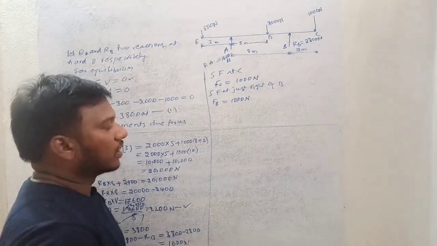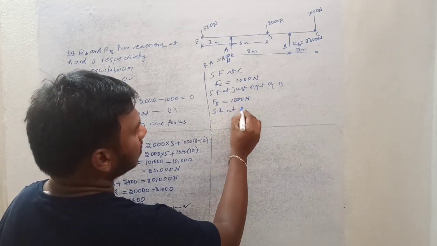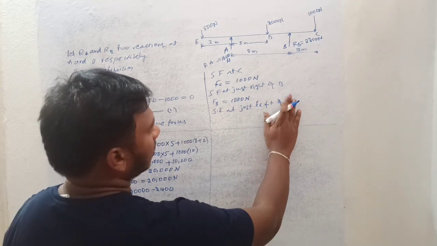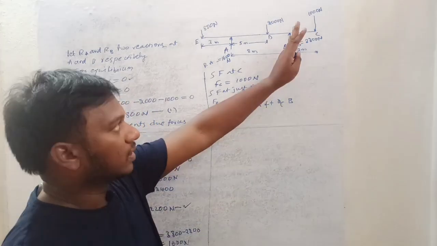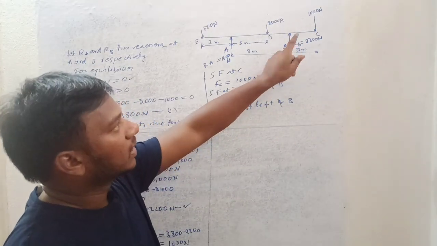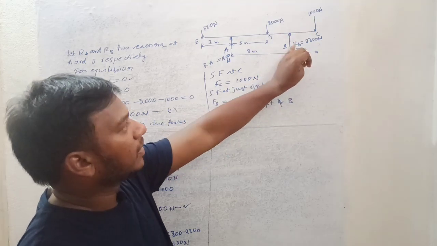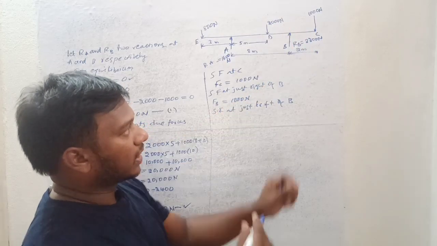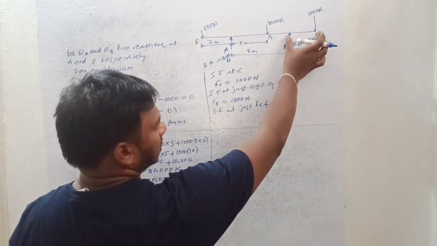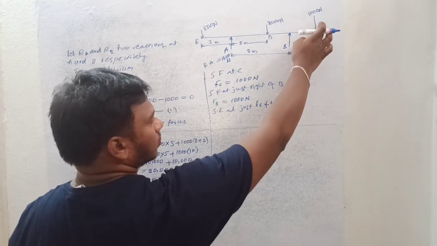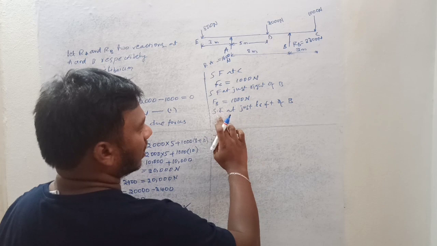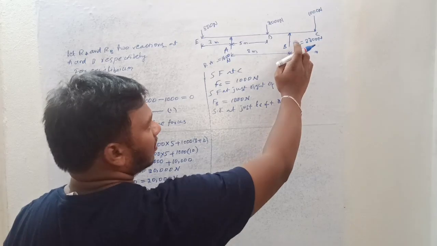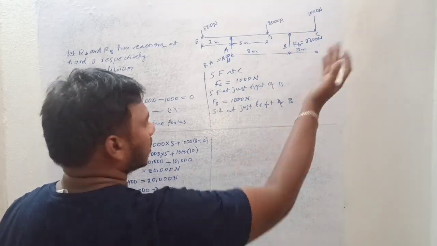Next, shear force at just left of B. If we take just left of B, then this RB is also included. For example, if I take a cross section here, and if I take the right of that section, these two forces are there, right? So I had written here that the shear force at just left of B means this RB is also included, right of the cross section.